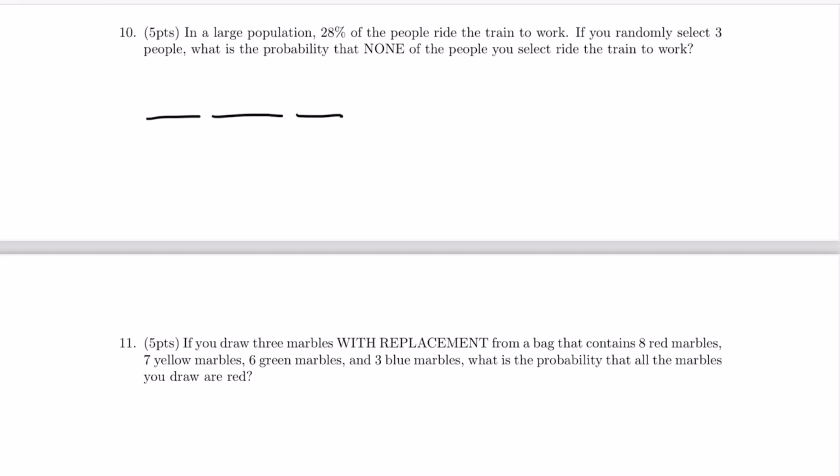So you could write this as a fraction. However, we don't know what the entire population size is, so it's easier if you think about it as a decimal. So we're going to have 72% for our first probability.